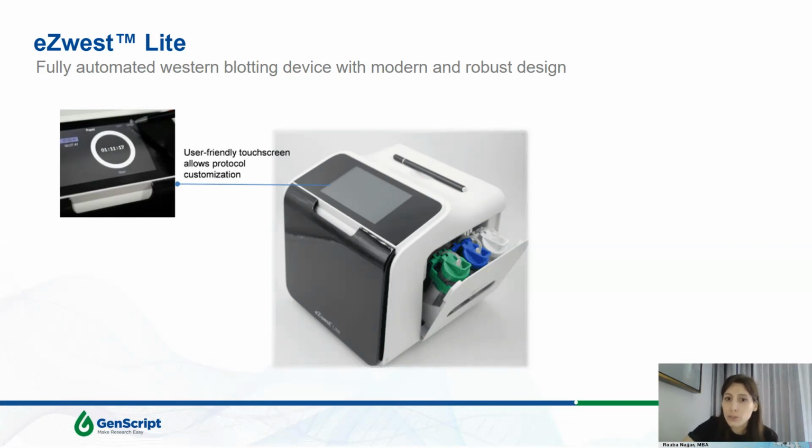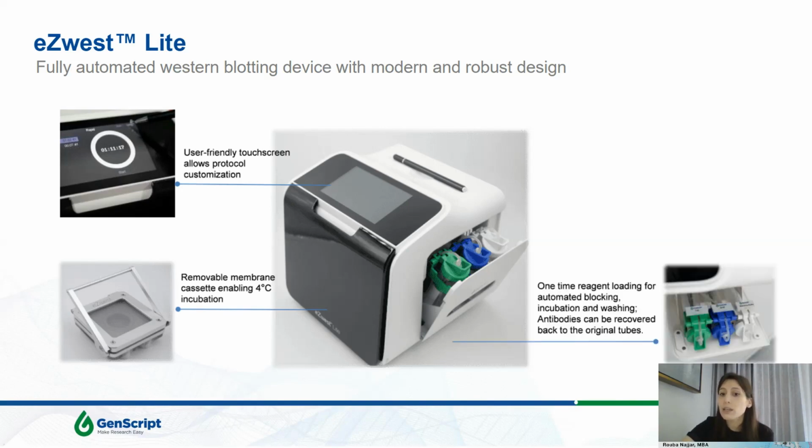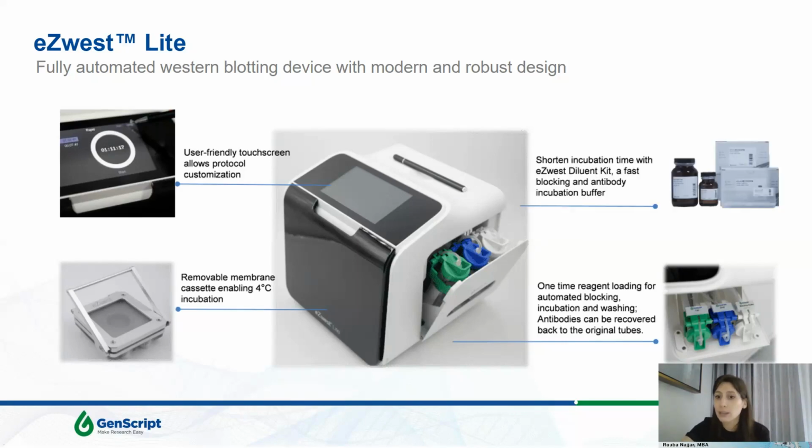So these are some of the main features. You can see that it has the easy-to-use interface. It has the cassette. What's really great about this cassette is that it can actually be removed from the device and placed in a refrigerator to incubate overnight at 4 degrees. And basically what you're seeing with the blue and the green and then the white tube, those are the incubation and the washes as well as your antibodies, and those are actually recoverable. So there's no waste at the end of it.